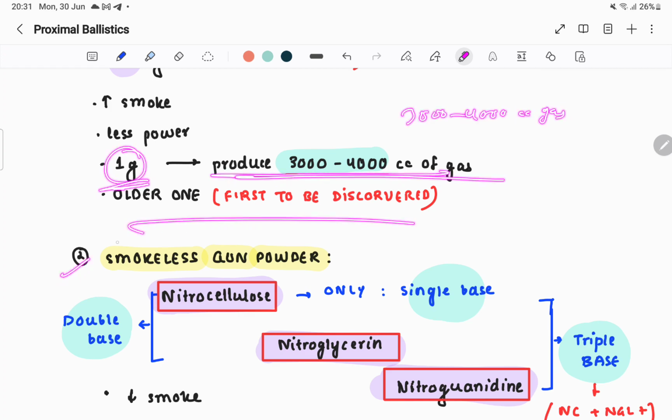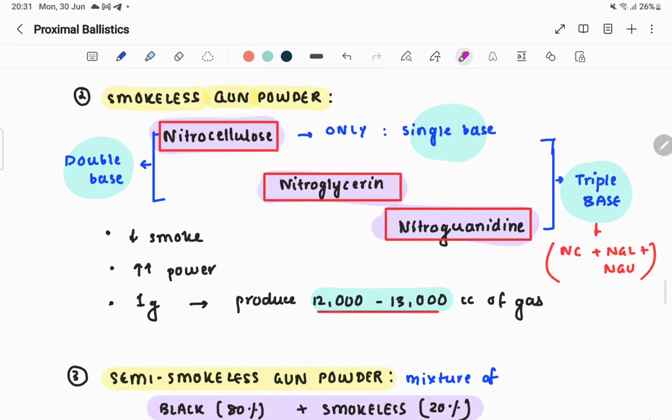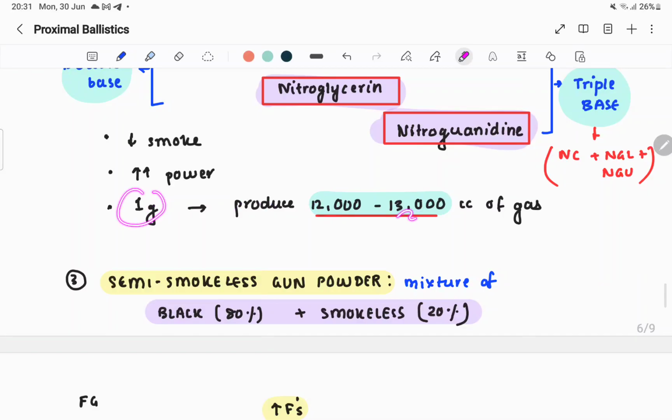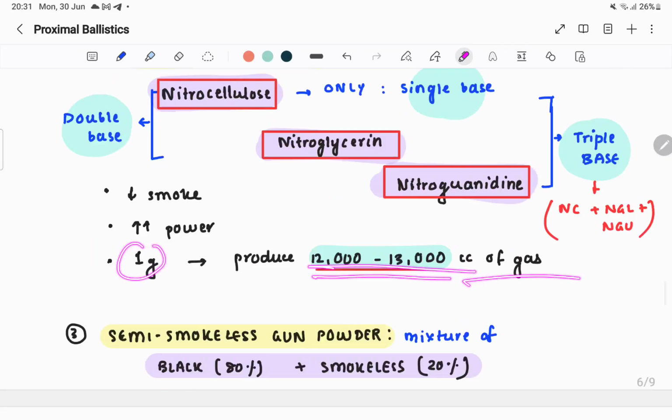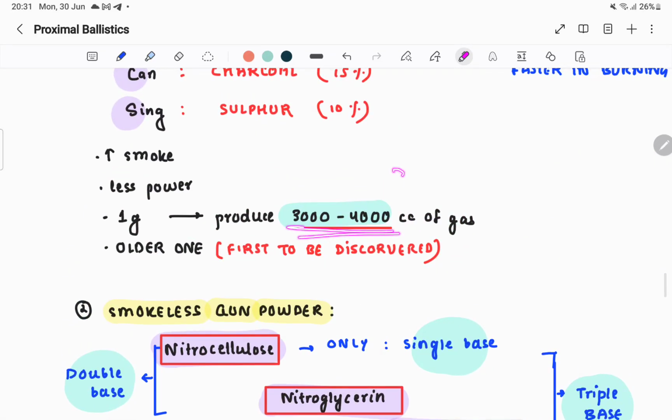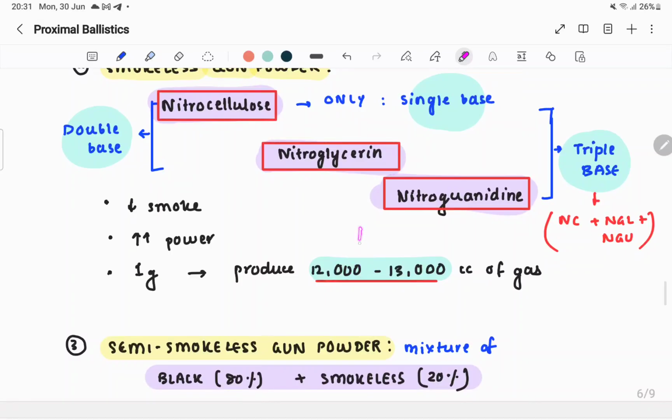The oldest one. Smokeless gunpowder is comparatively less smoke but more power. One gram can produce 12,000 to 13,000 cc of gas, whereas here it was producing only 3,000 to 4,000 cc of gas.